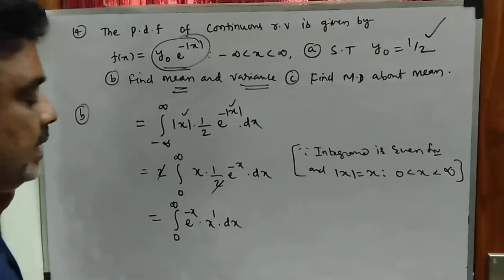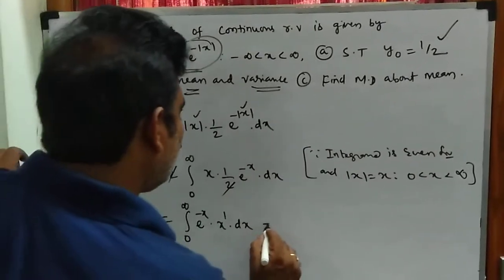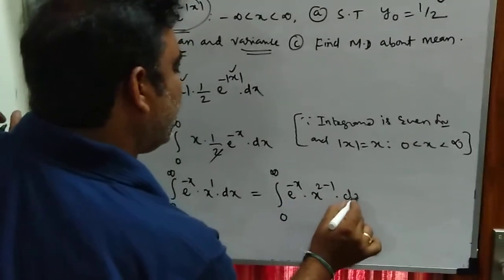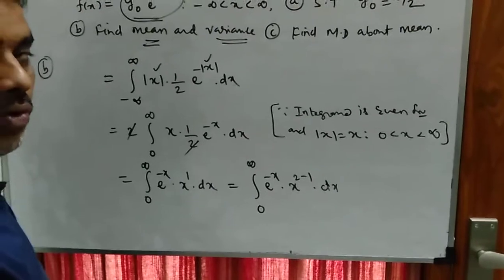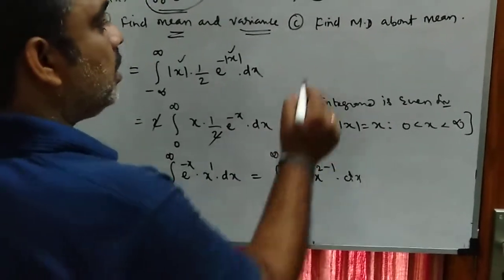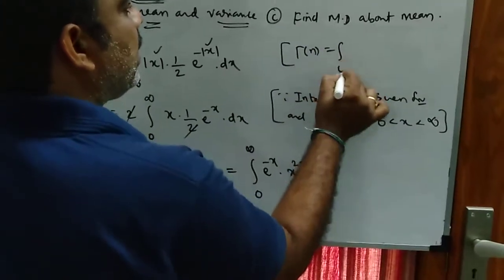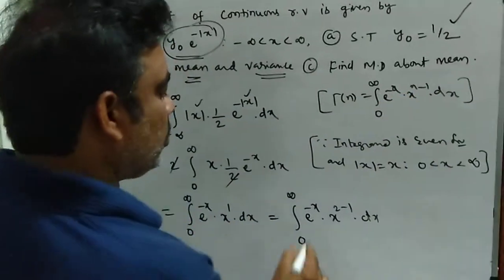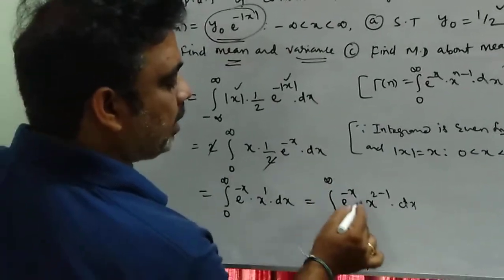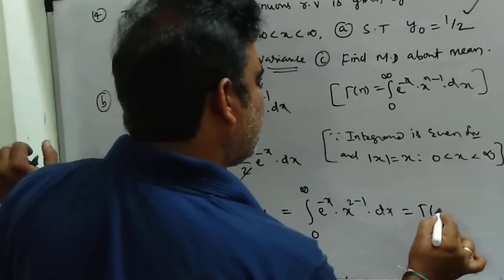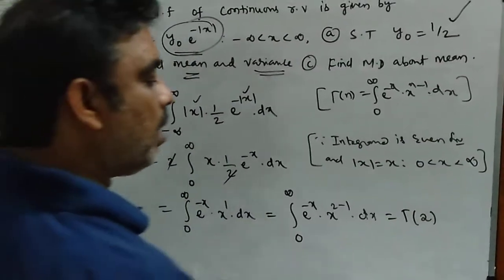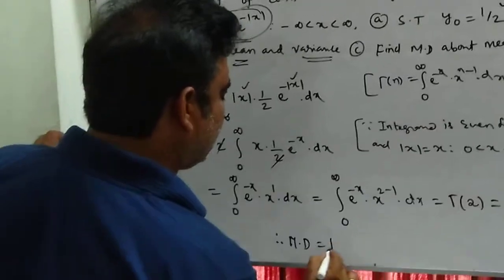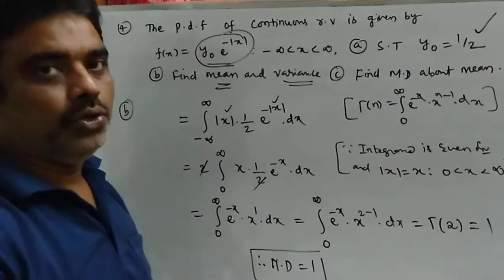So this also can be represented in terms of the gamma function. How can you write this? It is the integral from 0 to infinity of e power minus x, x power 2 minus 1 dx. Am I correct or not? X power 1 can be represented as x power 2 minus 1. So what is the gamma function? Gamma of n is the integral from 0 to infinity of e power minus x, x power n minus 1 into dx. So this looks the same, and it can be written as gamma of 2. But gamma of 2 is 1 factorial. So therefore the mean deviation about the mean is equal to 1. That is the required solution.